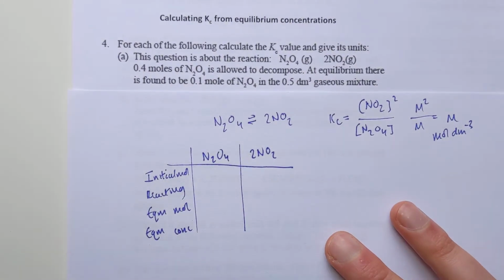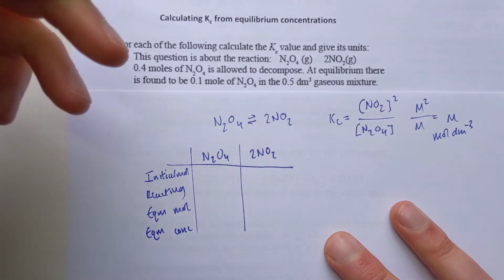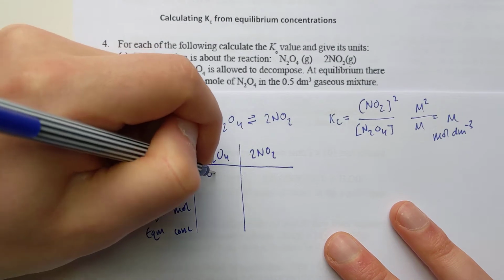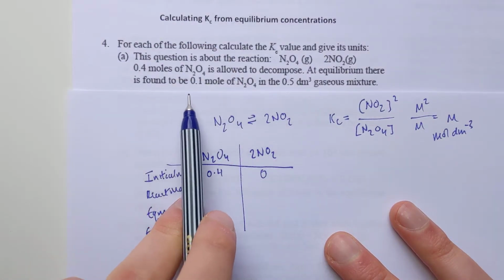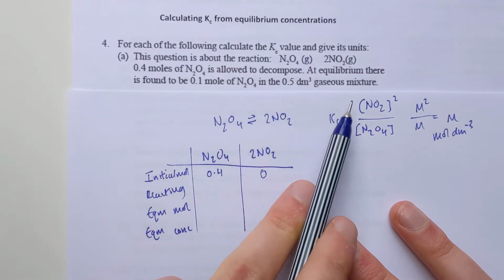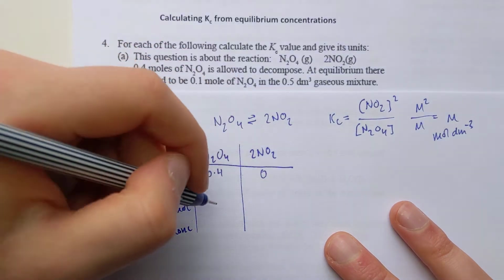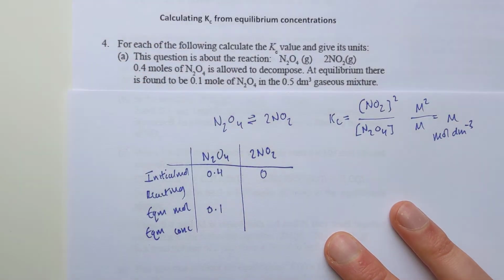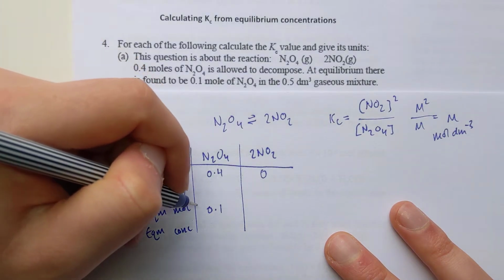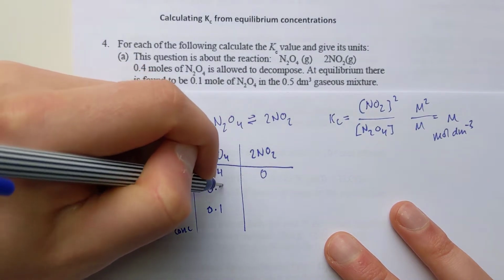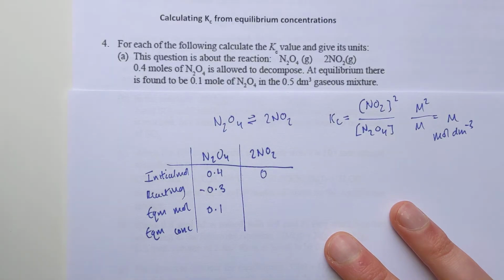So in terms of what I've got in the question, I'm told that at the start I've got 0.4 moles of N2O4. Plonk that in there. Doesn't seem to be anything about starting with some of the product, so I'm assuming there's nothing there. And at equilibrium, there's found to be 0.1 moles of N2O4 in the gaseous mixture. So I've ended up with 0.1 moles at equilibrium. If I start with 0.4 and then ended up with 0.1, I must have reacted 0.3 moles of it. So I've used up 0.3.